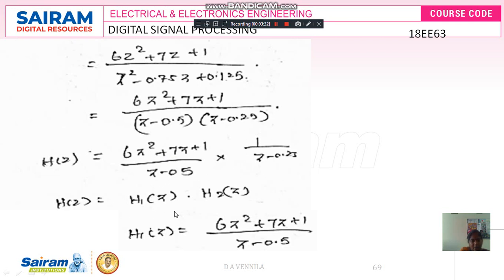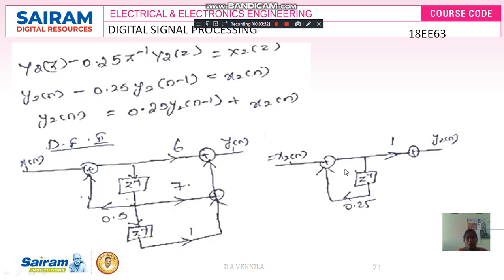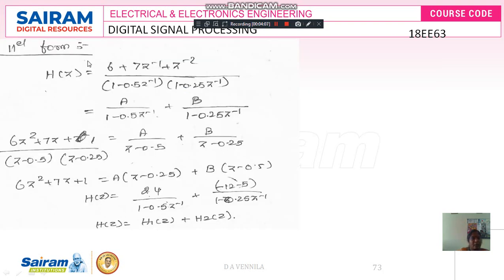Now for this h1 of z, I take direct form 1 and direct form 2. And for this h2 of z, I am going to take direct form 1 and direct form 2. See, for the first transfer function I have taken direct form 1, and for the second transfer function I have taken direct form 2. So now cascading these two, this is your cascading of these two, just joining h1 of z and h2 of z. Next one is parallel realization.